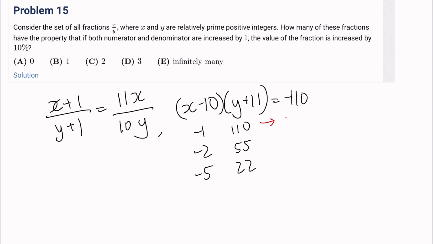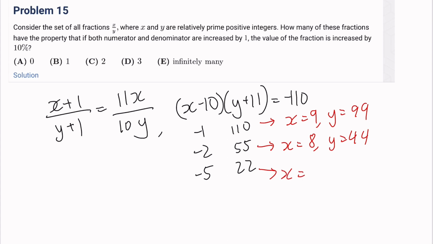And so this gives us that x equals 10 minus 1, so it's 9, and y equals 110 minus 11, so that would be 99. This gives us that x equals 10 minus 2, which is 8, and y equals 55 minus 11, which is 44. And this gives us that x equals 10 minus 5, which is 5, and y gives us 22 minus 11, which is 11.